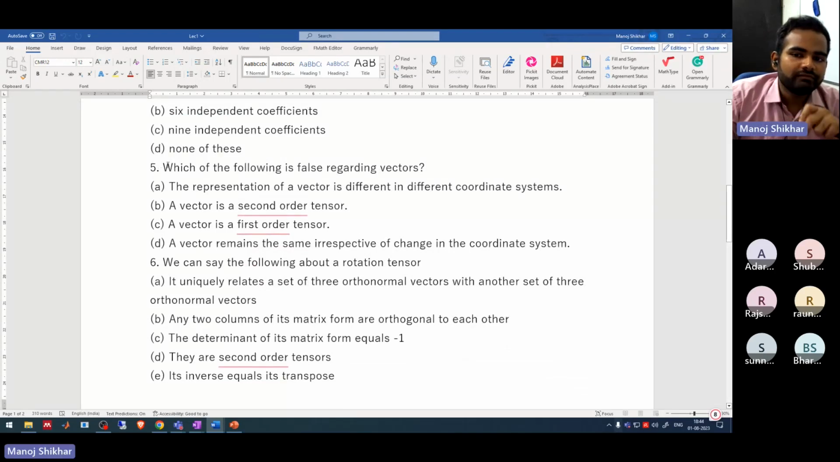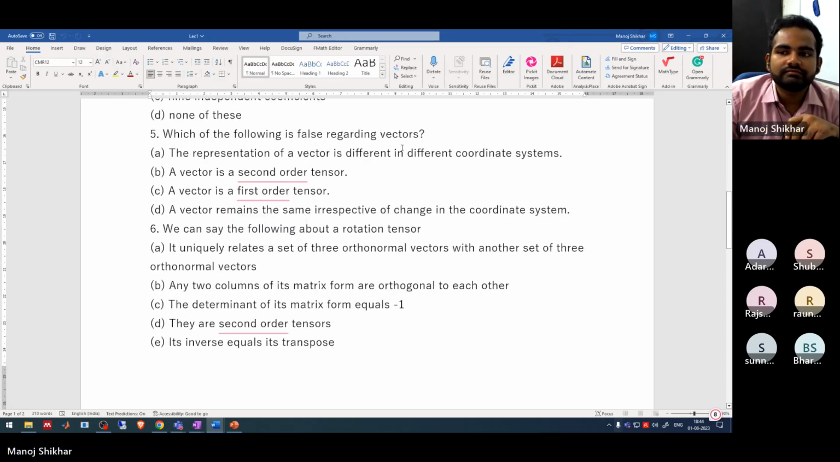Now, question 5, which of the following is false regarding vectors? The representation of a vector is different in different coordinate systems. This is true. A vector is a second order tensor. False. This one is false. A vector is a first order tensor. True. A vector remains the same irrespective of change in the coordinate system.